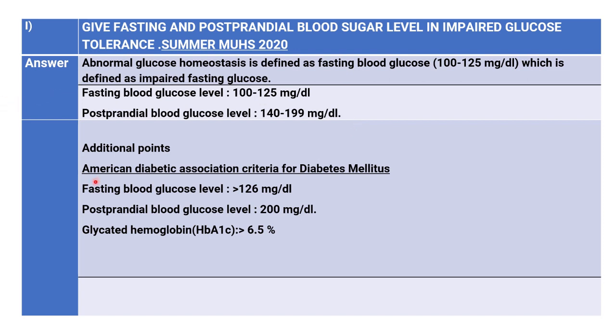The next question may be: write the ADA criteria for diabetes mellitus. According to the American Diabetes Association, the fasting blood glucose level is more than 126 milligram per deciliter, the postprandial blood glucose value is more than 200 milligram per deciliter, along with glycated hemoglobin more than 6.5%. It indicates that the patient is suffering from diabetes mellitus. That is the criteria for confirming diabetes mellitus according to the ADA, the American Diabetes Association.